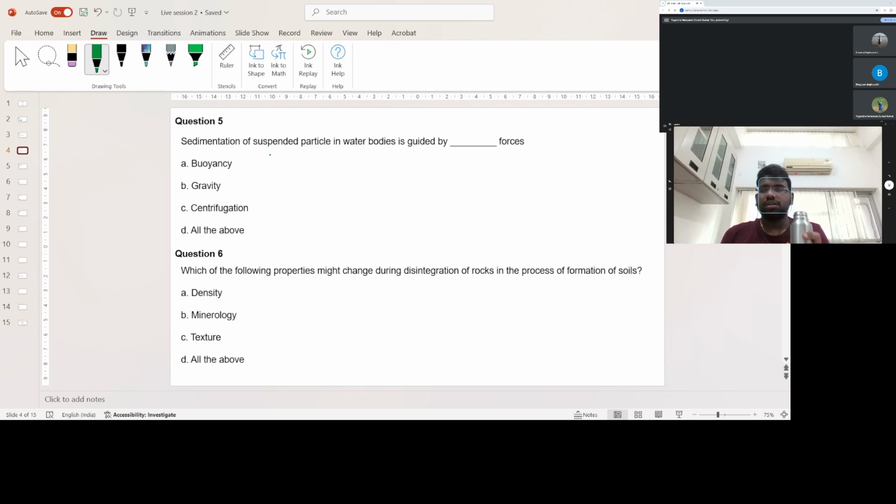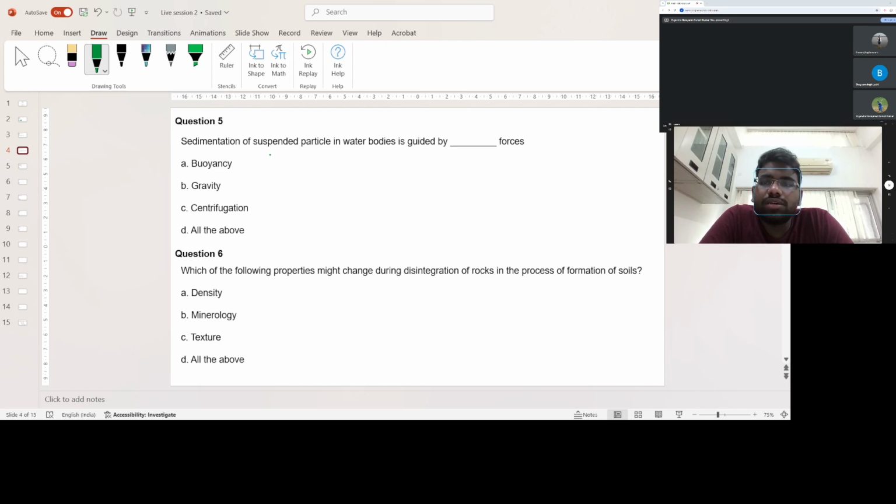Any guesses? Any answers? My answer is buoyancy. Okay. The question might contain multiple options. Because in water, the dense sediment will settle first. Okay, so density is related to this buoyancy.